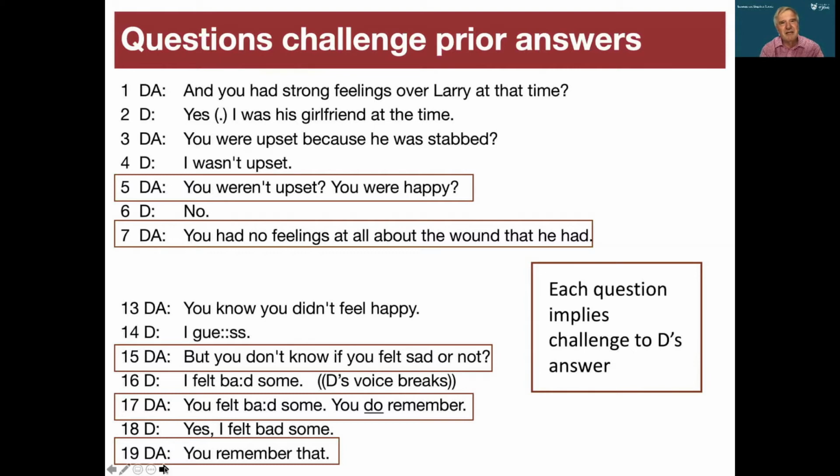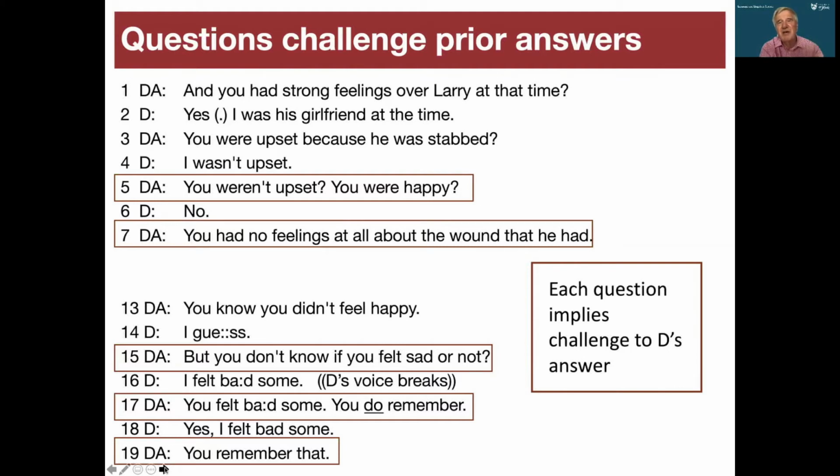Then in the part below, you didn't feel happy, I guess. You don't know if you felt happy or sad or not, is taking issue with line 14, I guess. But you don't know if you felt sad or not. I felt bad some. You felt bad some. You do remember. Now he's implying a challenge. You felt bad some. So okay, you do remember. And then when she repeats, yes, I felt bad some. You remember that. He keeps plugging away at, as it were, the inconsistencies. Now she does remember. So each question implies a kind of challenge.